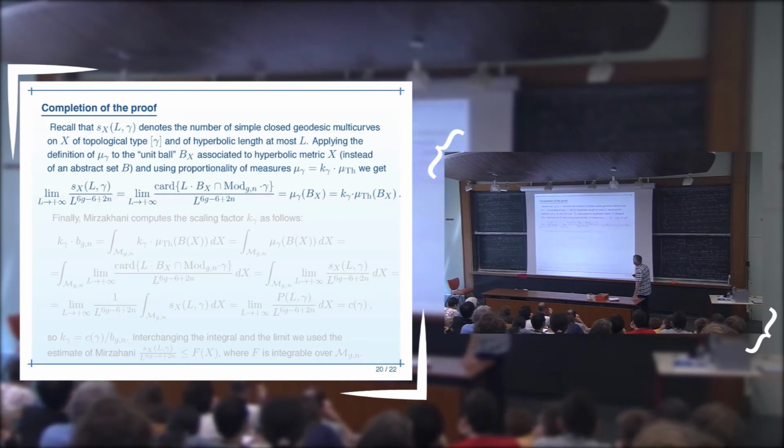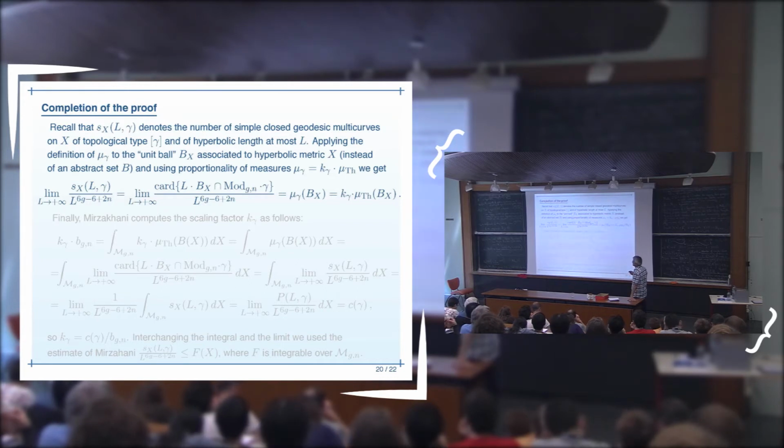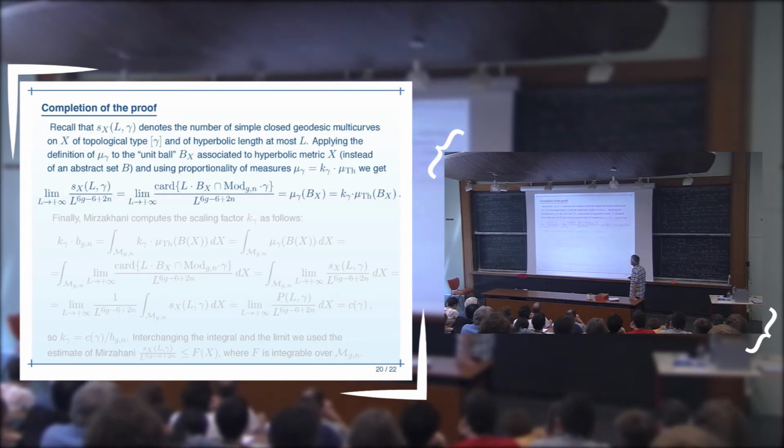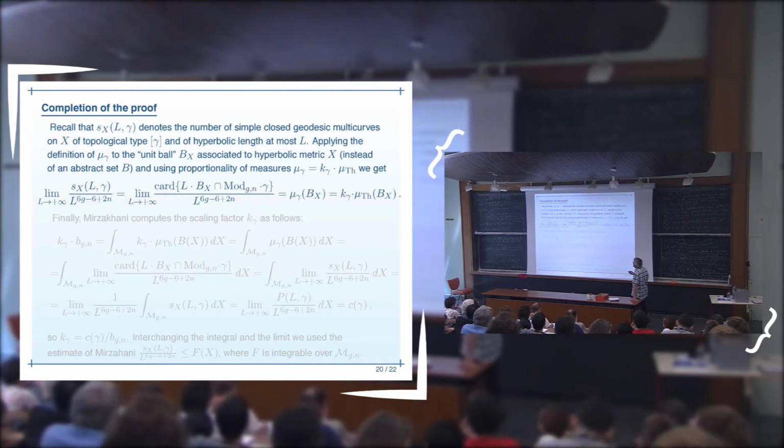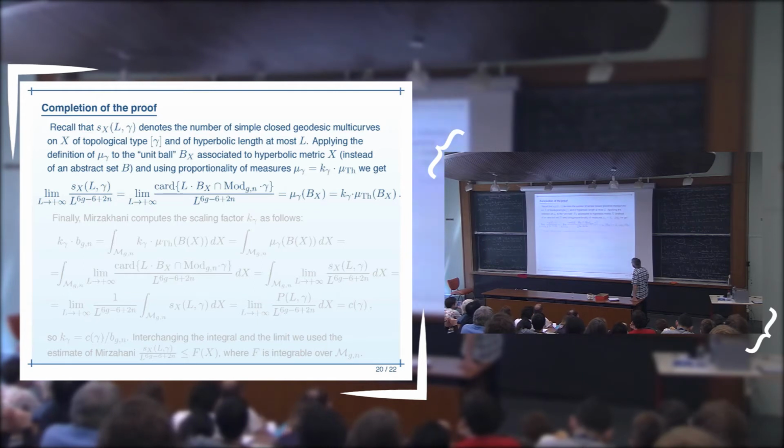So I repeat, probably for the fifth or sixth time, the notations, but basically the proof is playing with notations and only one non-trivial, well, slightly non-trivial passage. Now everything is completely prepared. So this is our counting function. We want to prove something about this counting function. It's the number of simple closed geodesic multicurves of topological type gamma and of hyperbolic length at most L.